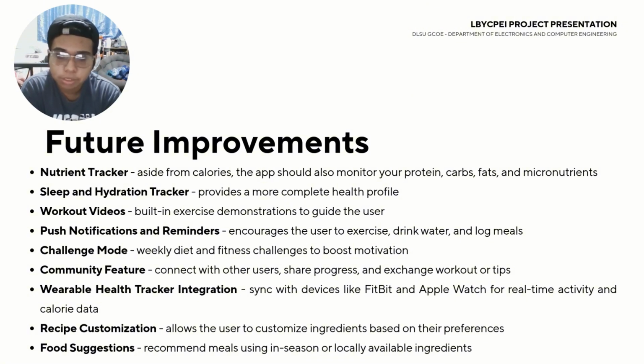Next is challenge mode: weekly diet and fitness challenges to boost motivation. Next is a community feature. Connect with other users, share progress, and exchange workouts or tips. Next is wearable health tracker integration. Sync with devices like Fitbit and Apple Watch for real-time activity and calorie data. Next is recipe customization. Allows the user to customize ingredients based on their preferences. And lastly, food suggestions. Recommend meals using in-season or locally available ingredients.